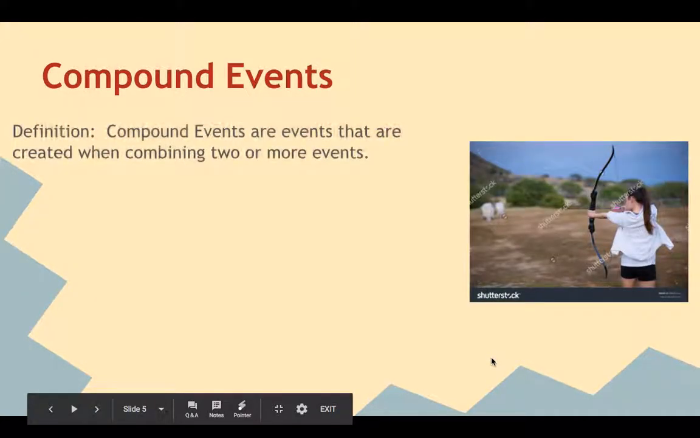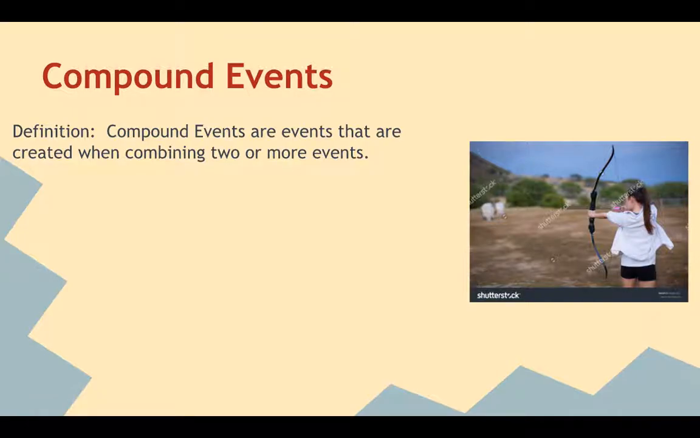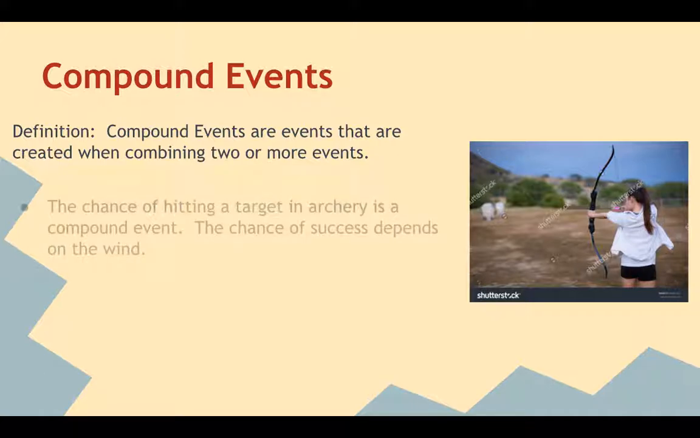Compound events are events that are created by combining two or more events. We've seen earlier in the last lesson how we can have 2 different events and 2 different Venn diagrams, but we're only doing one thing. With compound events, we're actually taking 2 things, so we're going to see A and B being 2 different actions that we're going to take.